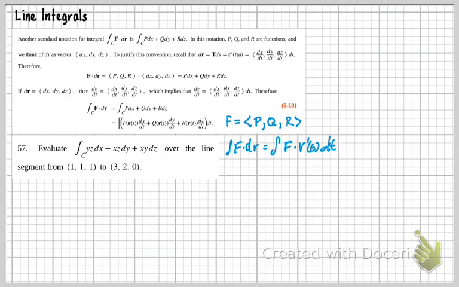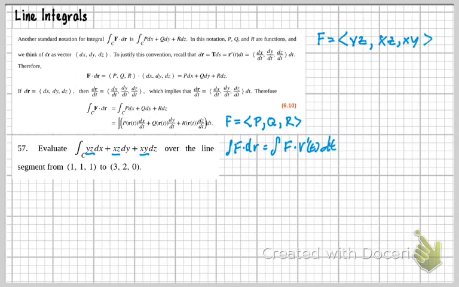It says evaluate the integral of yz dx plus xz dy plus xy dz. So this tells me right away what my p, q, and r are. I'm going to write that up top. So my f is yz, comma, xz, comma, xy. So there's my f. And now we need r(t).